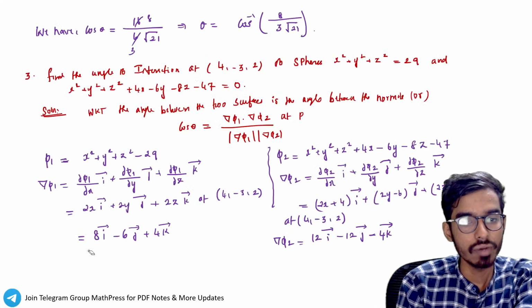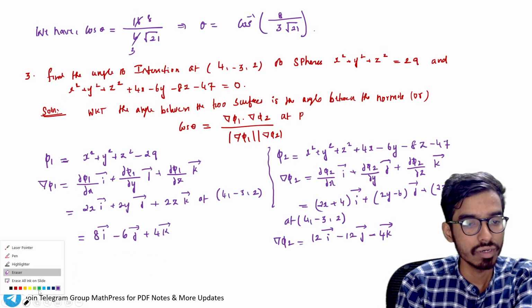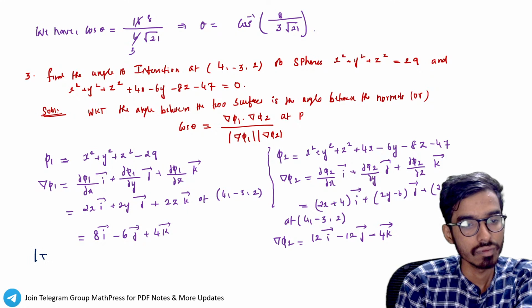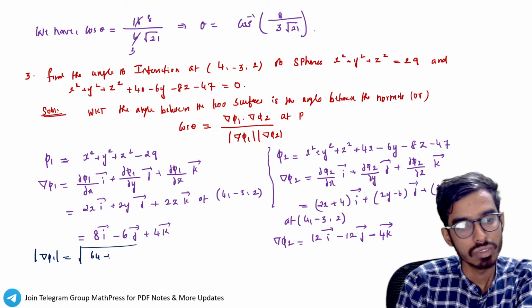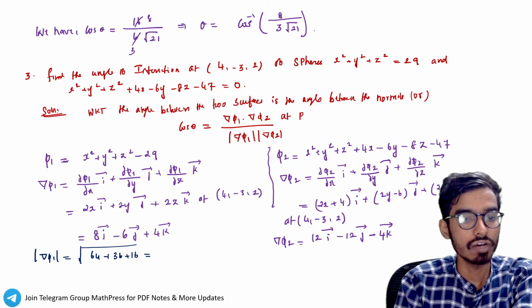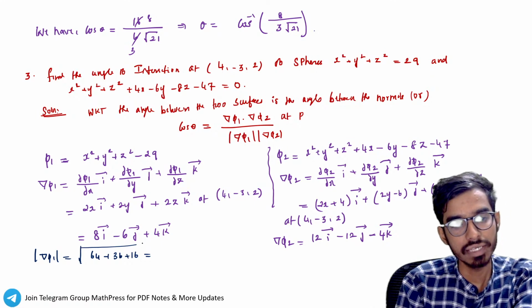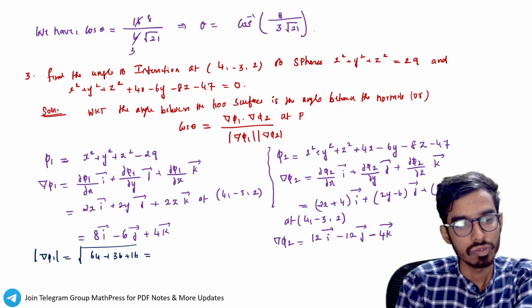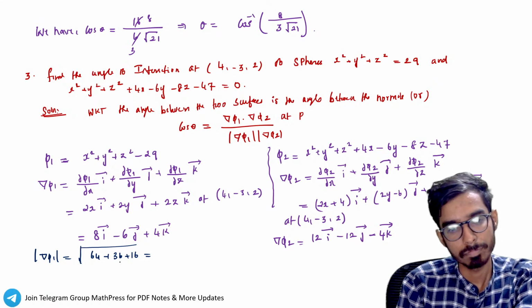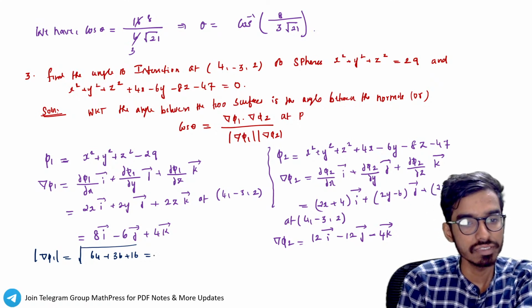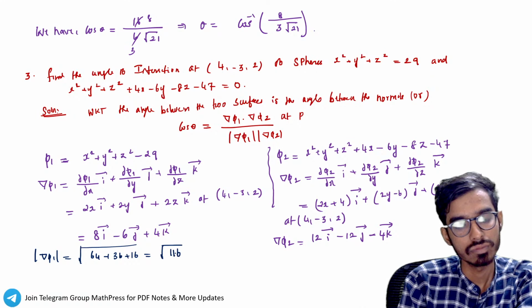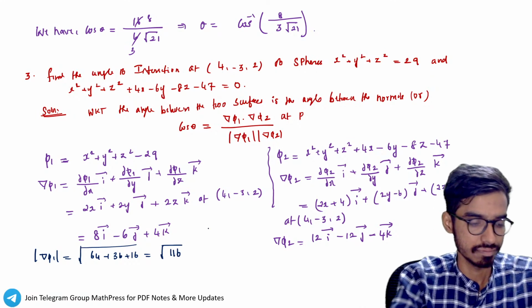We can also find modulus of del phi 1 and modulus of del phi 2. What about modulus of del phi 1? It is root of 64 plus 36 plus 16, root of x square, y square, z square. So this will be root 116.